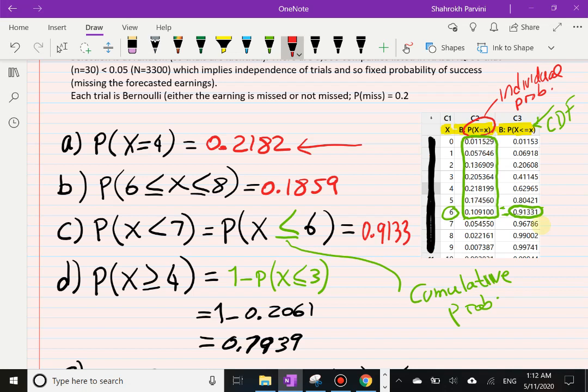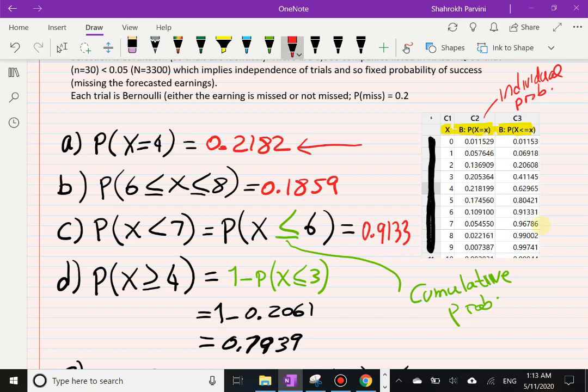0.9133. Better than 91%. Okay. Now, in part D, probability of greater than or equal to 4. So let me remove these now. Probability of greater than or equal to 4.